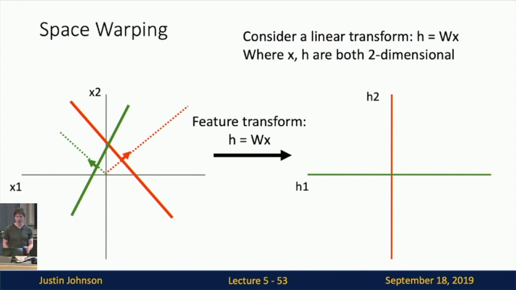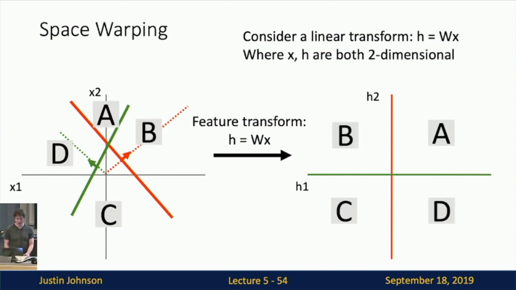Here, what we can imagine doing is that we're taking our input space, which has features x1 and x2, and transforming it into another feature space that has coordinates h1 and h2 for the 2 dimensions of our 2-dimensional hidden unit here. And now, if we have a linear transform, you can imagine that all of these regions of space are somehow deforming in a linear way.